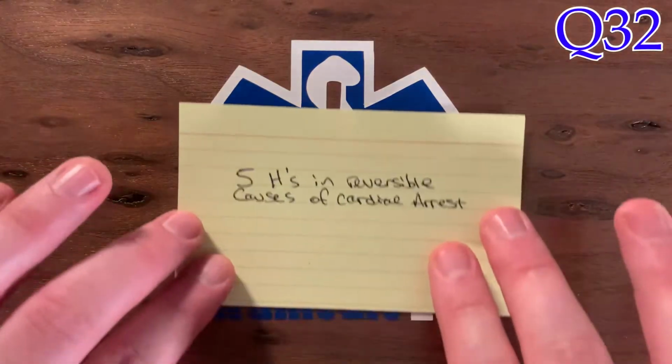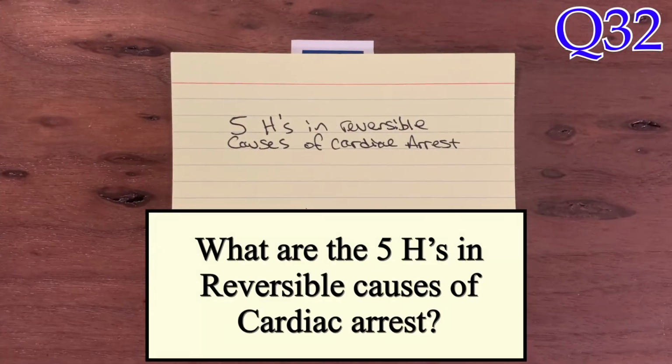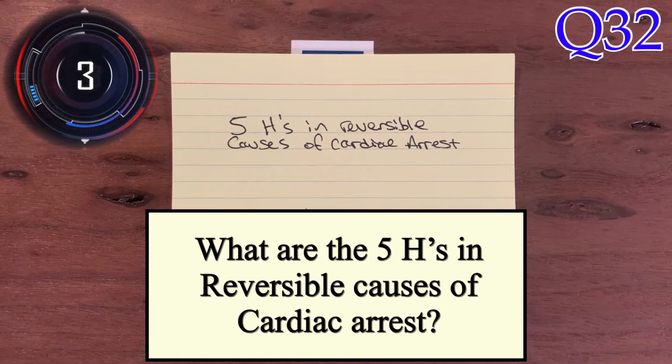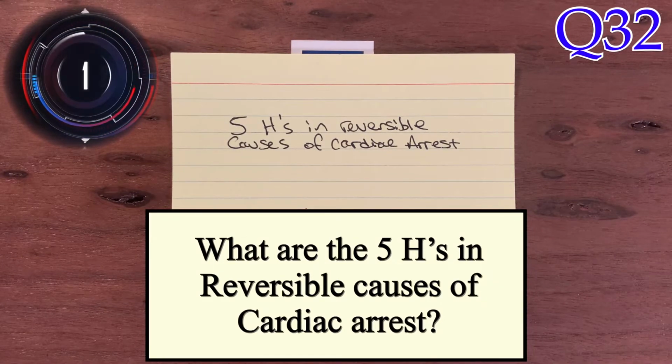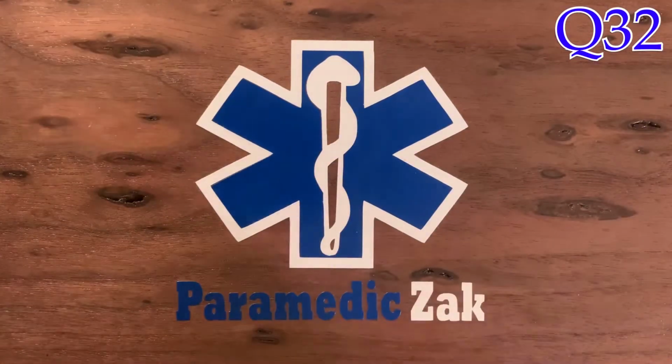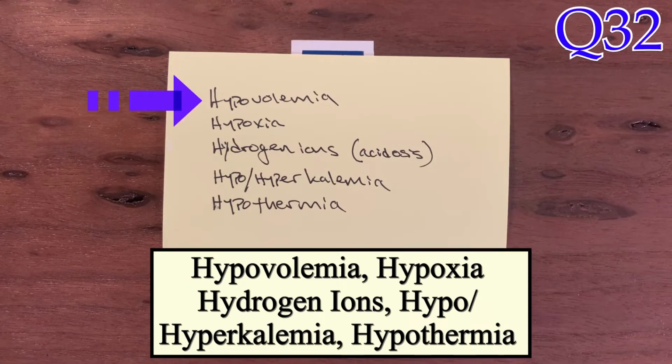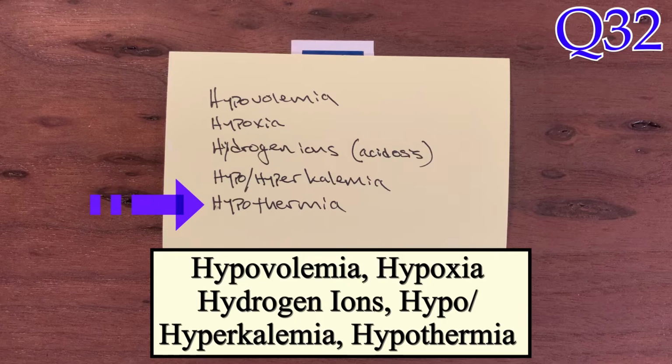What are the 5 H's in the reversible causes of cardiac arrest? So your first H when determining a possible cause of cardiac arrest is going to be hypovolemia. Your second H is hypoxia. Third is hydrogen ions, i.e. acidosis. Fourth is hypo/hyperkalemia. And fifth, you have hypothermia.